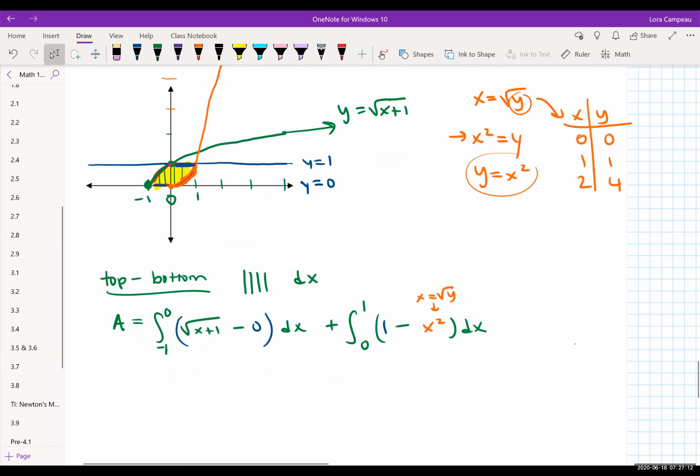If you want to clean this up, you can. Whenever you subtract off 0, that's fine. We have the integral from -1 to 0 of square root of x plus 1 with respect to x, plus the integral from 0 to 1 of 1 minus x squared with respect to x. So this is where the setup is coming from. At this point, I'd prefer to use the TI to help us find the answer. So let's pull that up. It actually asked us to do that, so I'll go with it.